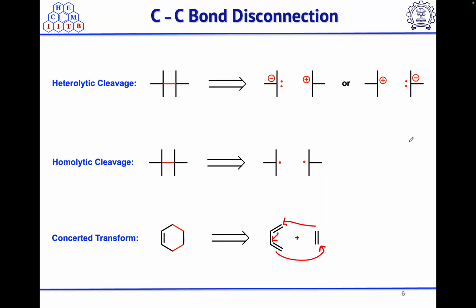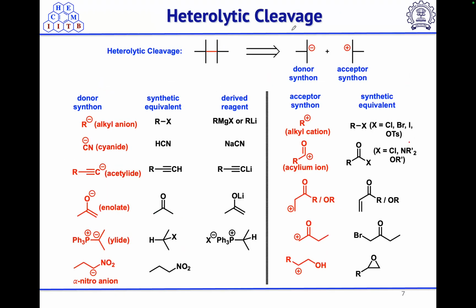Coming back to heterolytic cleavage again. If we do heterolytic cleavage, we get this donor synthon, which has two electrons, so the negative charge means it has two electrons. And this is the acceptor synthon, which does not have any electrons, so it is positively charged. The negatively charged one is the donor synthon, which can donate electrons, and the other can accept electrons. Now we'll see how many types of donor synthons there could be, and the synthetic equivalents for those donor synthons. We'll also see some acceptor synthons and synthetic equivalents.